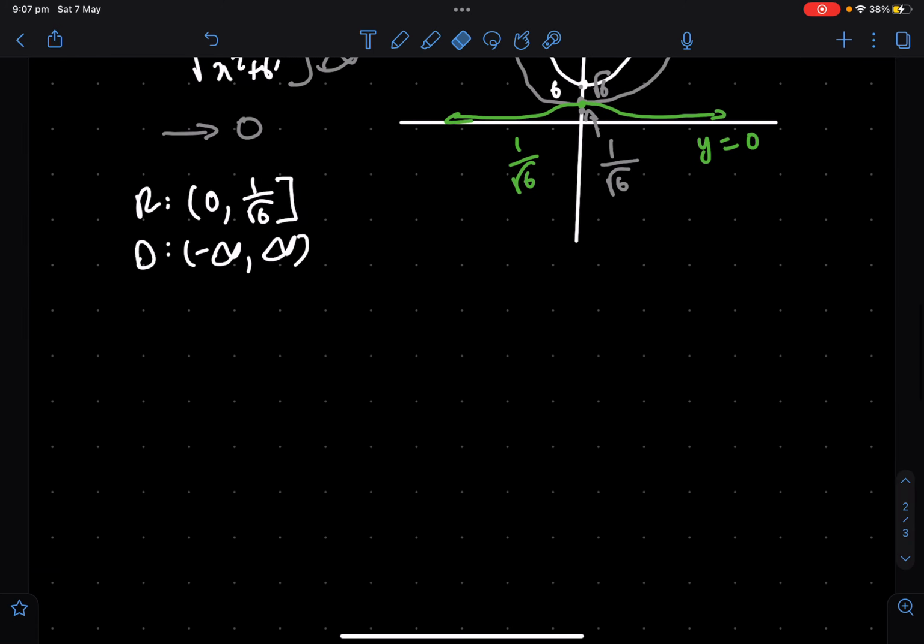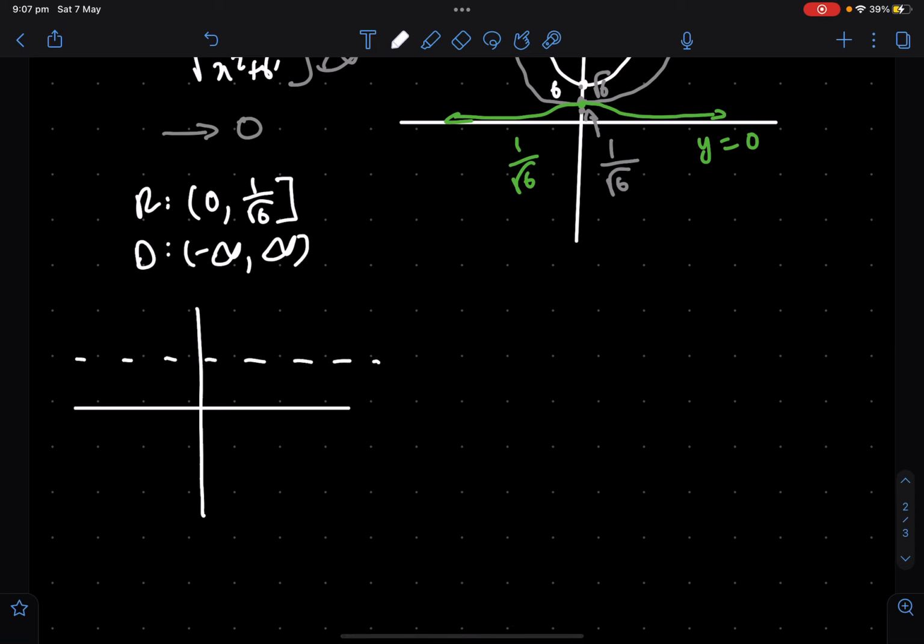Our next function is a graph, and our question is to identify the square root, the square, the square root squared, and the reciprocal of this graph. Now we start from a simple sketch over here.